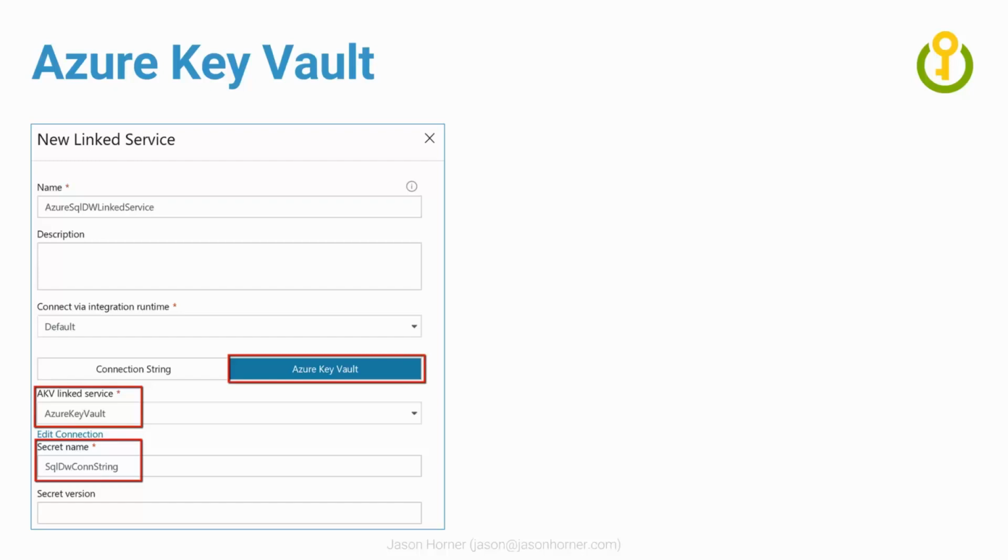Now, by default, ADF is going to encrypt credentials anyway, but putting it in Key Vault allows you to centrally store all those secrets, right? And you can put other things inside of Key Vault, so you can do certificates, secrets, which are basically just strings, and keys, right?